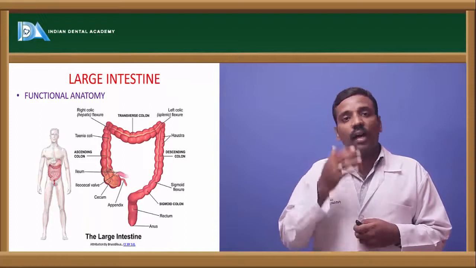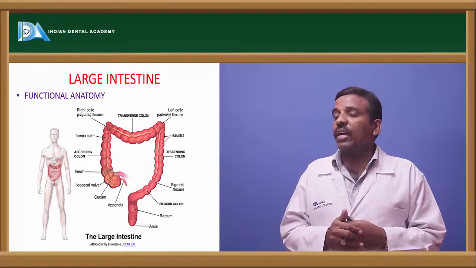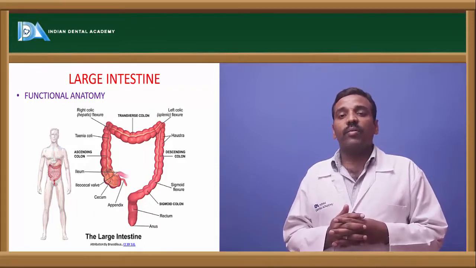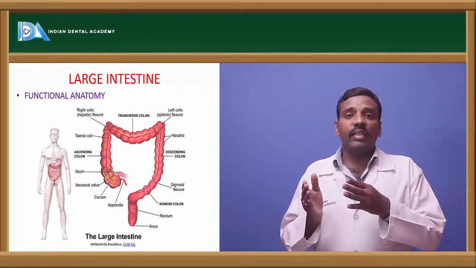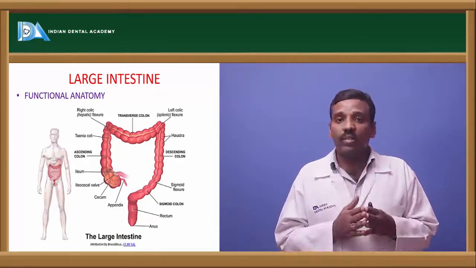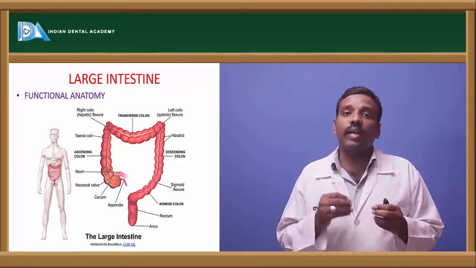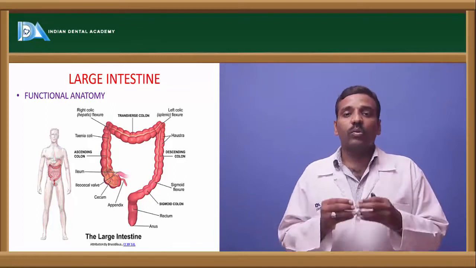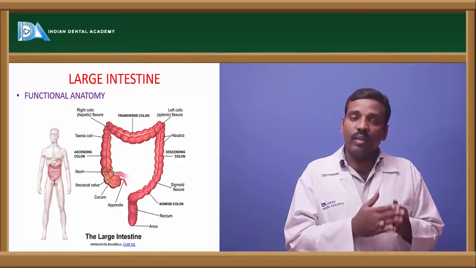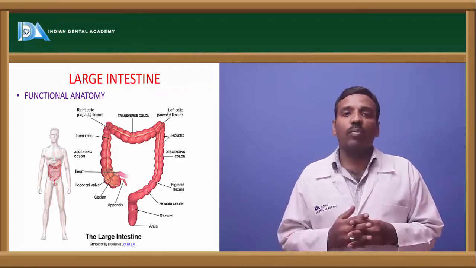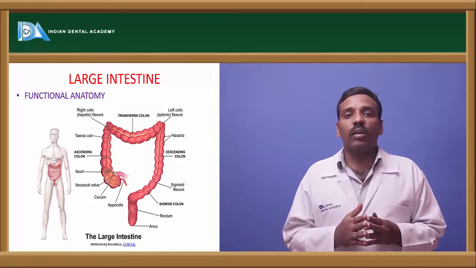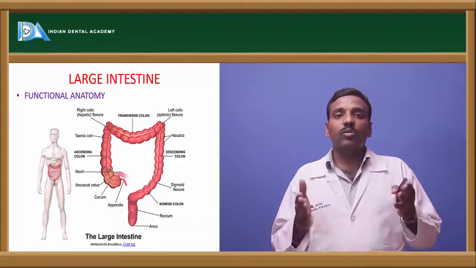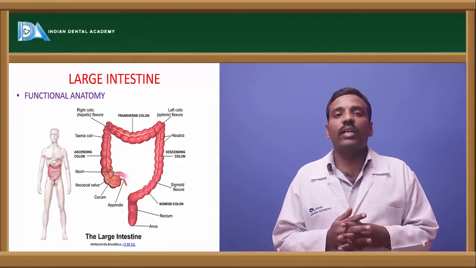And after that, the large intestine. This large intestine is the final organ in the digestive system, and if you see the structure of this, it is continued with the small intestine. The junction between the small intestine and the large intestine is called the ileocecal junction. The cecum is the part of the large intestine, and the ileum is a part of the small intestine. The last part of the small intestine is the ileum, and the first part of the large intestine is the cecum. So the junction is called the ileocecal junction.